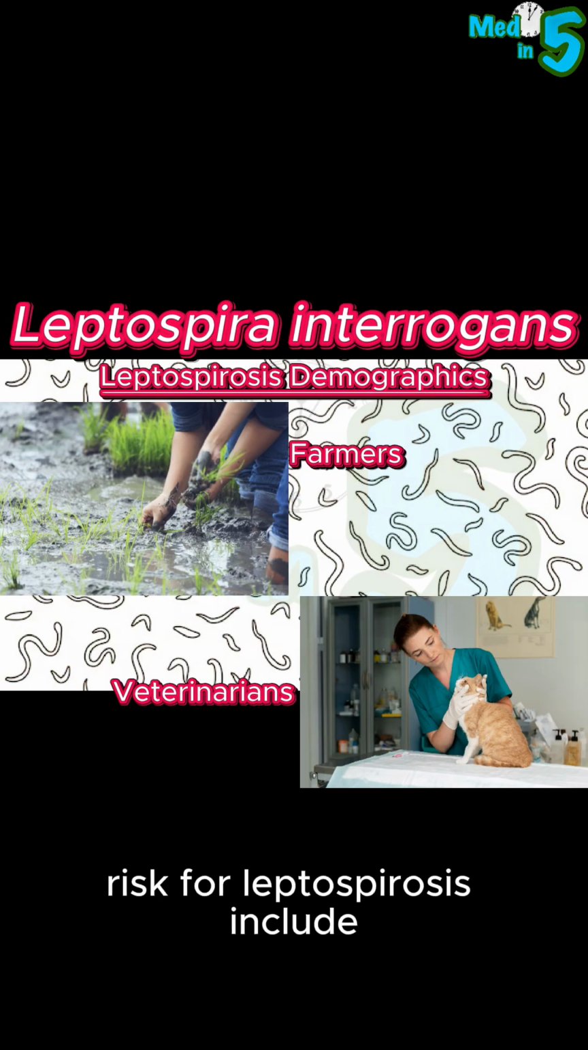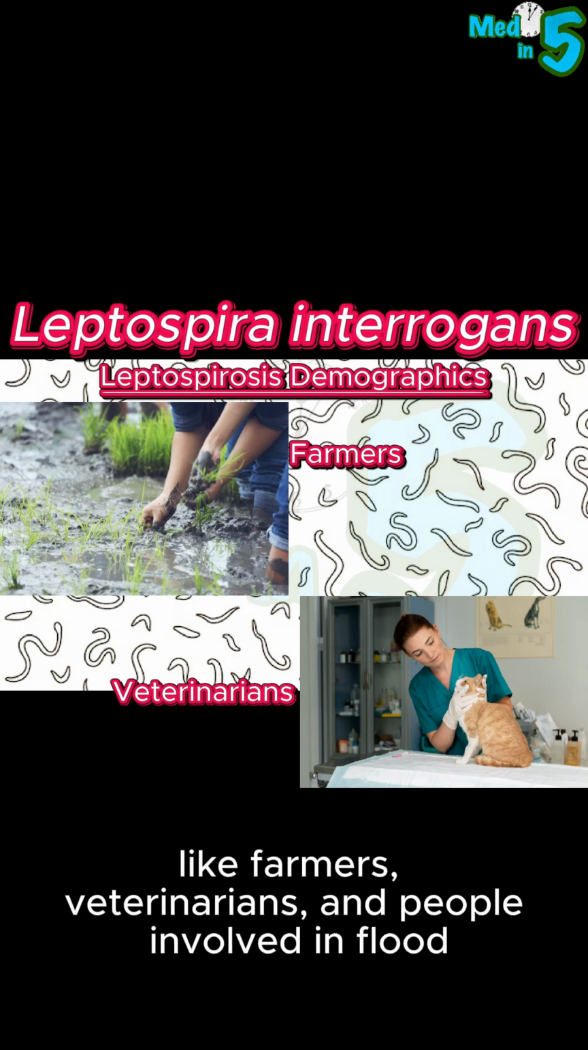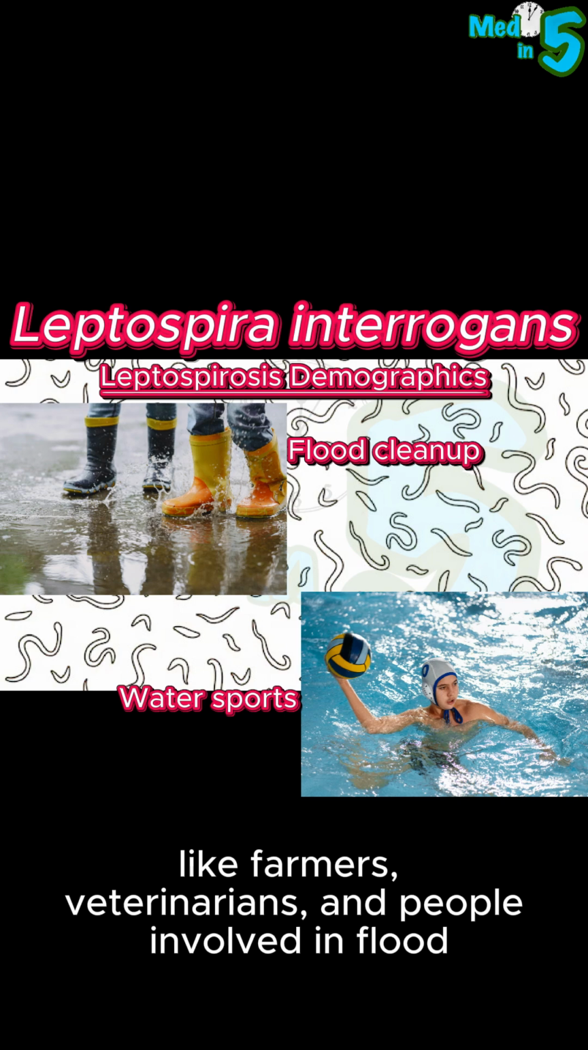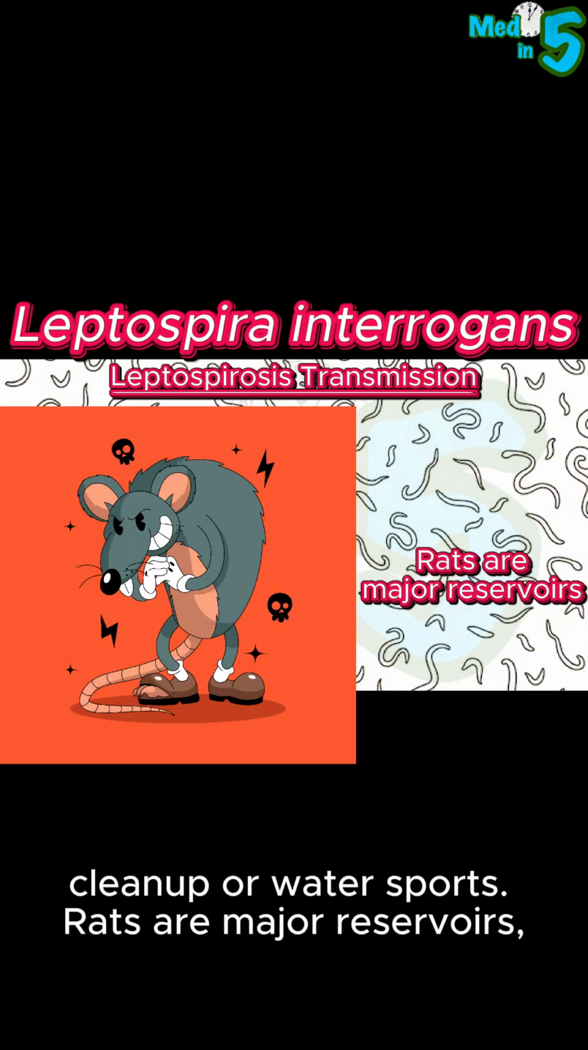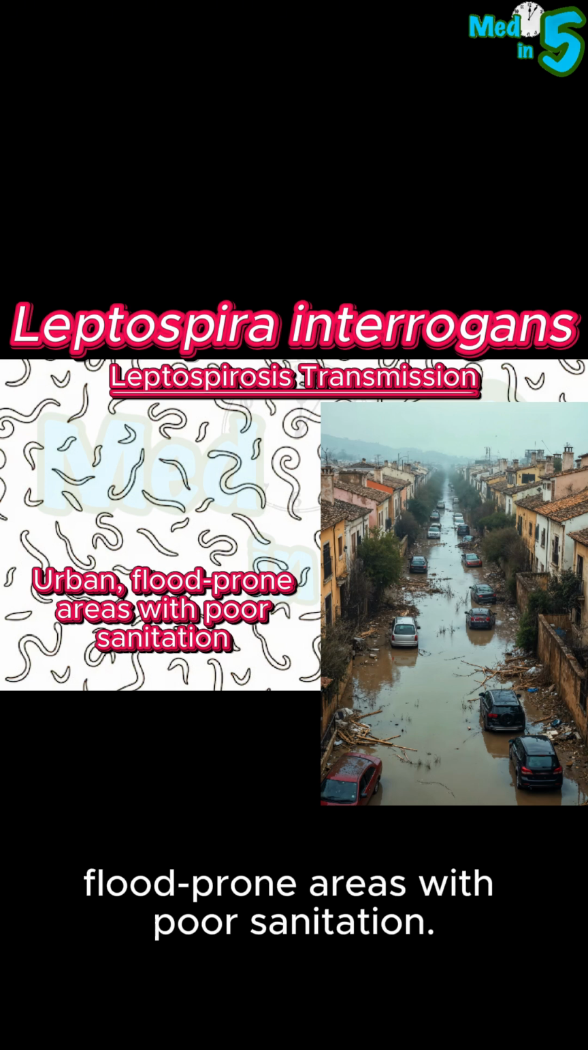People at risk for leptospirosis include those exposed to contaminated water or animal urine, like farmers, veterinarians, and people involved in flood cleanup or water sports. Rats are major reservoirs, so risk is also high in urban, flood-prone areas with poor sanitation.